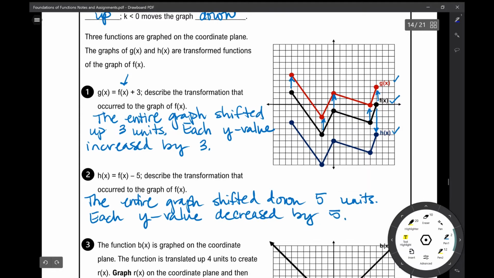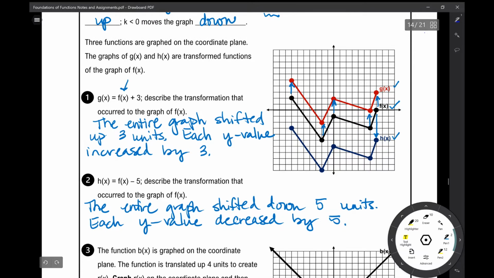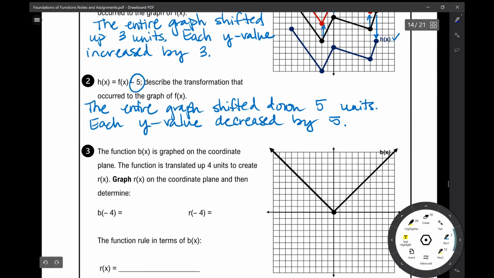So here we can see that when we added 3 to f of x, each y value increased by 3. When we subtracted 5, each y value decreased by 5. So let's move on to this last example.